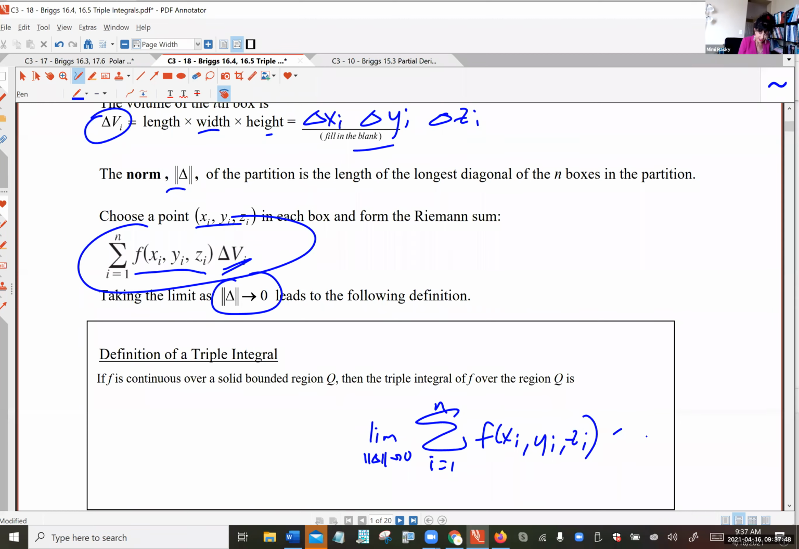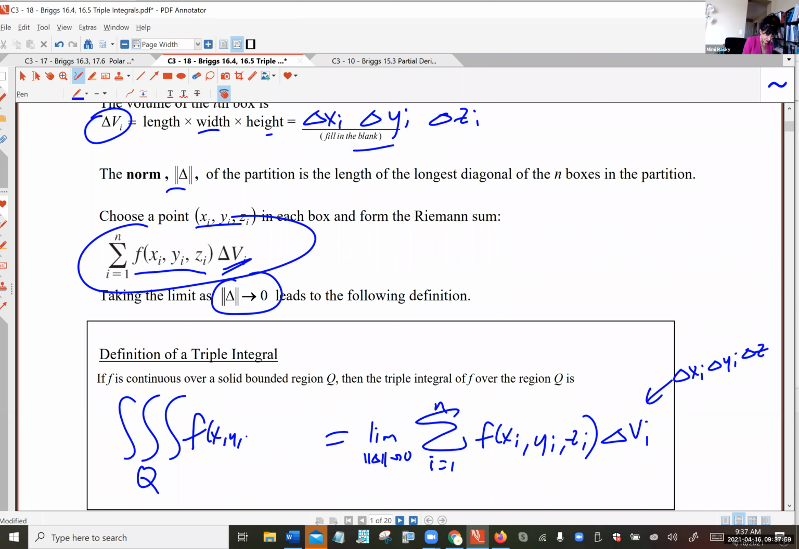Because this delta V sub i, remember, was delta x sub i, delta y sub i, delta z sub i. So it's going to end up being a triple integral over the solid Q, and this delta V sub i turns into dV, provided the limit exists.